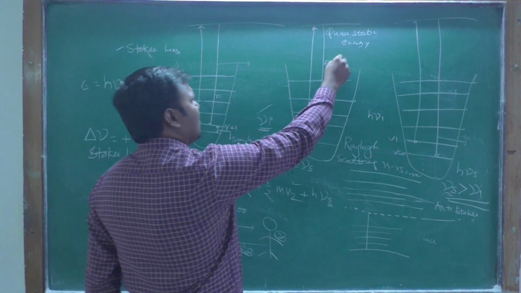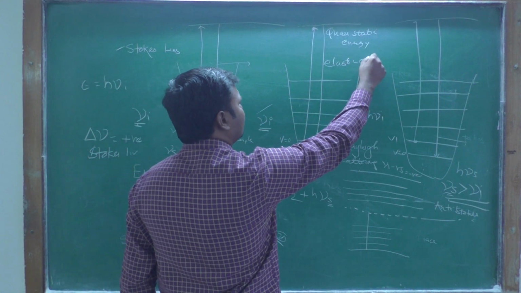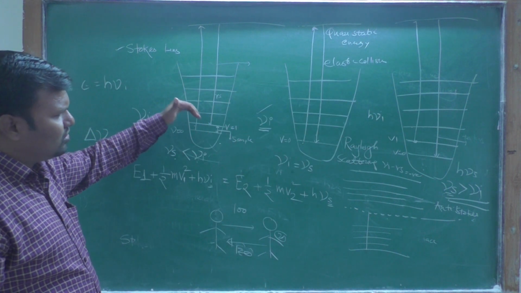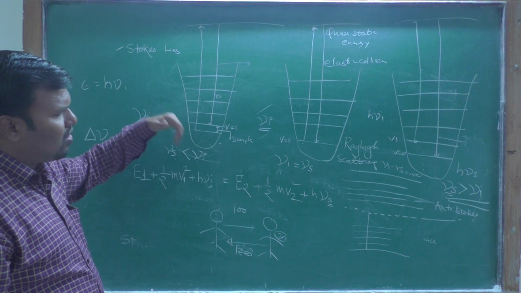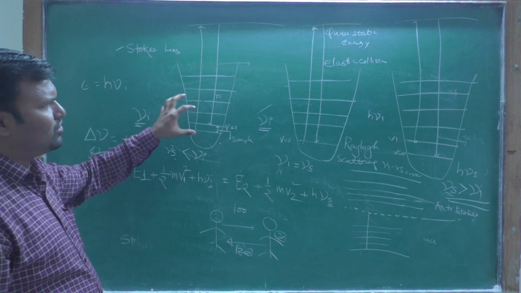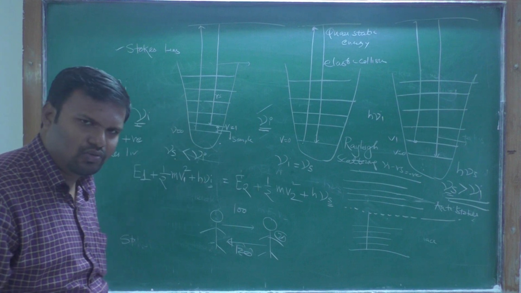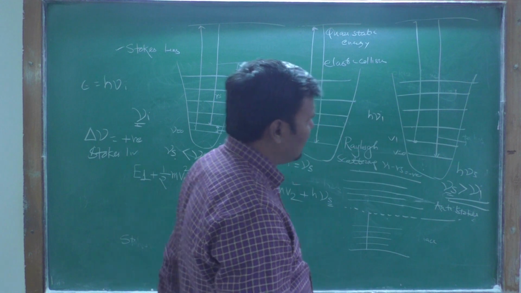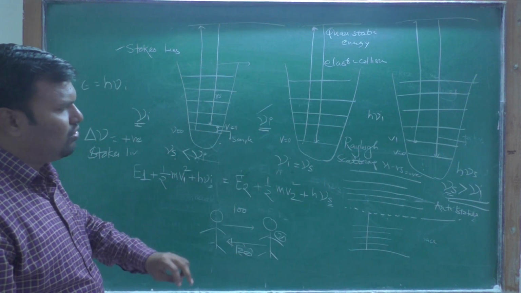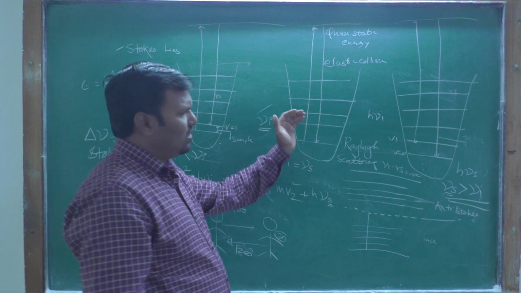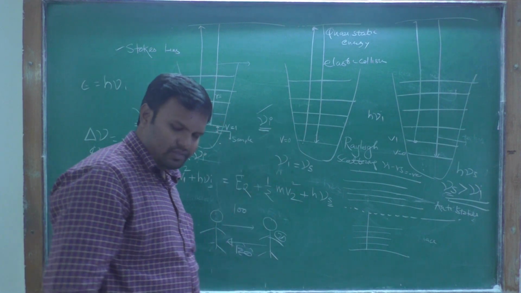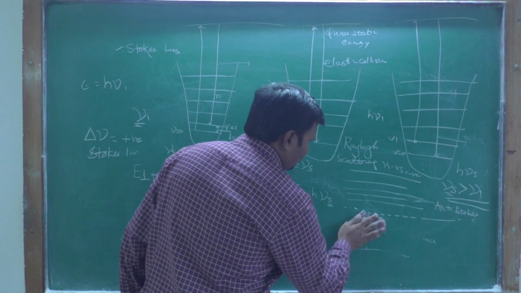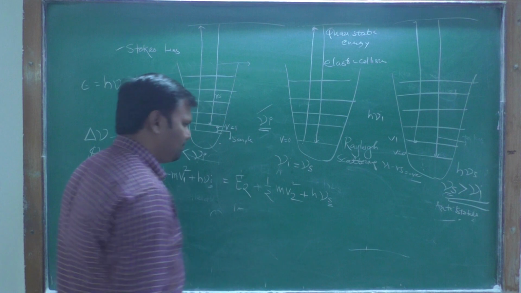In this case, some energy is absorbed by the sample or given by the sample. Where energy exchange takes place, it is called inelastic collision. In this case also energy exchange takes place, which is called inelastic collision. And elastic collision means that energy exchange does not take place. Now we will apply quantum mechanics to this Raman spectra.